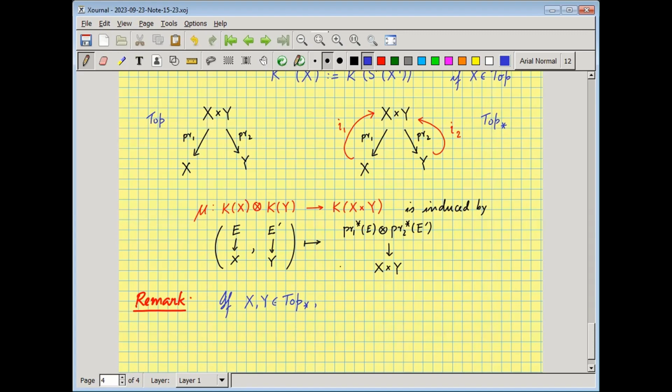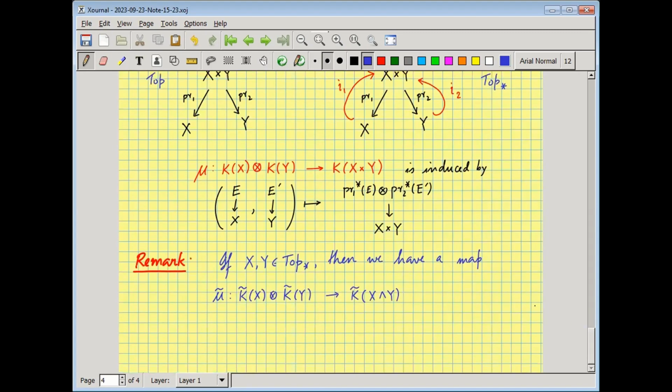Okay. In any case, so then we have a map mu. I'll call it mu tilde because it's induced by mu. So this is a map from K tilde X tensor K tilde Y to K tilde of X smash Y.